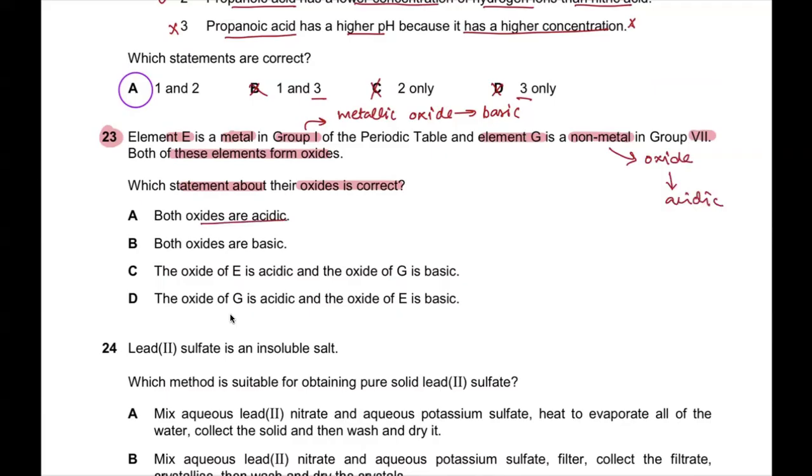So both oxides are acidic, wrong. Both oxides are basic, wrong. Oxide of E is acidic. No, we have decided that E is in group 1, so the oxide of E is basic. That's what we have decided. And they are saying that the oxide of E is acidic. So C goes wrong as well. So we are only left with the D option, that if you read, the oxide of G is acidic. Yes. And the oxide of E is basic. Yes. So D is the correct answer.